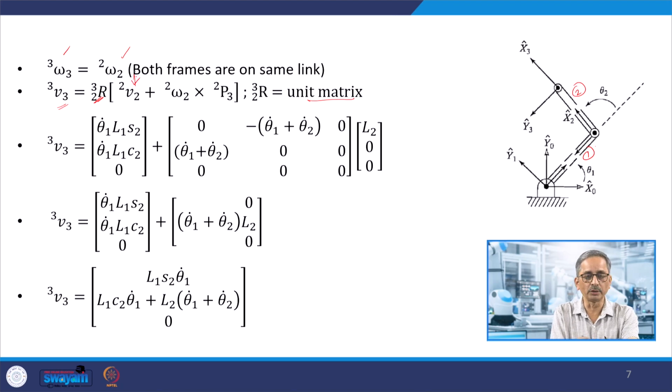Okay. So, V2 we have already evaluated in the previous slide. Again, I can write this as a skew symmetric matrix over here, and what this skew symmetric matrix is, we have already discussed in the basic mathematical concepts during this course. Okay. So, I can write it like that and then P32 I can write it over here. We do this matrix multiplication and summation, then I get this V3 value. Okay. So, this is how it turns out to be.